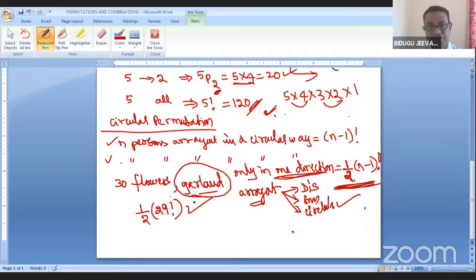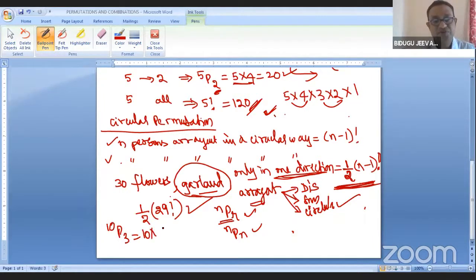You need to take few, you need to take all. If I take few, my answer is NPR. If I take all, my answer is NPN. Fine. And also we discussed very clearly how to calculate NPR, right? For example, 10P3 is there. So I'll write 10 into 9 into 8. It is nothing but 720. So this is a simple simplification.